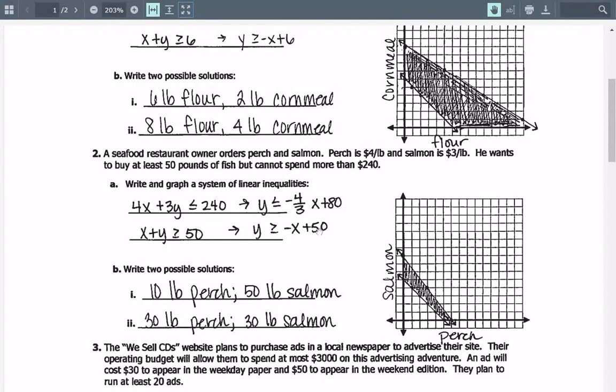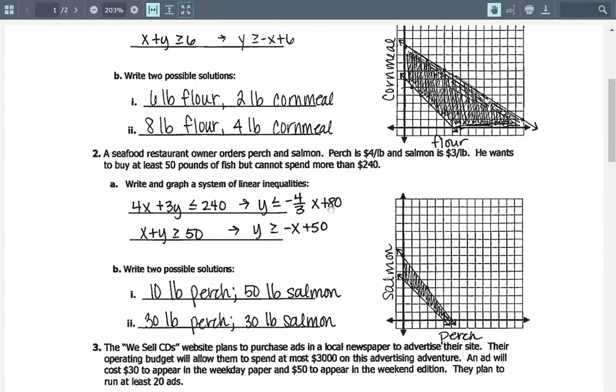Now, these numbers 80 and 50 do not work for our graph because it doesn't go up to 50 and 80. But I think we must be counting by tens. Let's see. If we start with 0, this would be 10, 20, 30, 40, 50, 60, 70, 80. So we're clearly counting by tens along our y-axis and our x-axis as well.